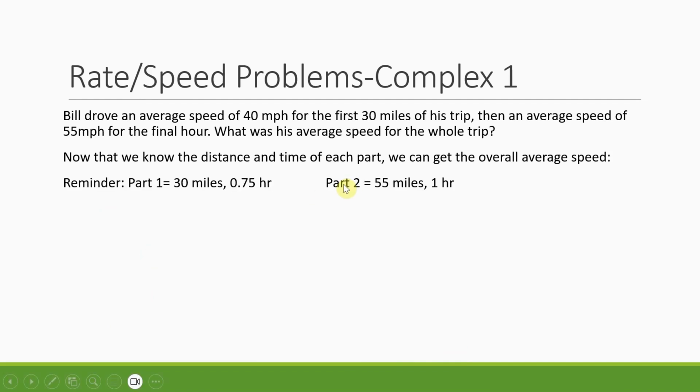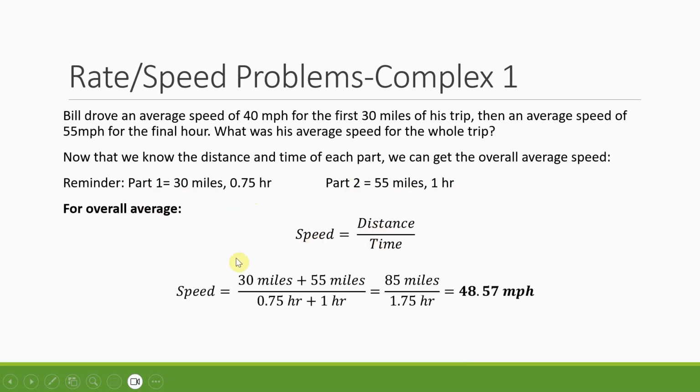So, it's a reminder from that first slide what we found out. Part 1 was 30 miles in 0.75 hours, and Part 2 was 55 miles in 1 hour. So to get that overall average speed, speed is distance over time. So that speed is going to be the total distance, so the 30 plus the 55, over the total time, so 0.75 plus 1, so 85 over 1.75, and that gives me 48.57 miles per hour. That's my average overall speed.